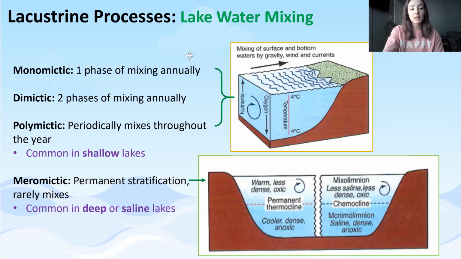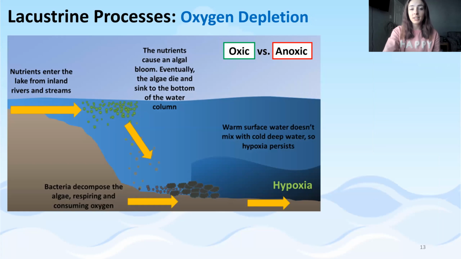And this causes a permanent thermocline or chemocline or both in a lake that causes it to stay meromictic. And something that permanent stratification will often cause is oxygen depletion in the deeper water of the lake. This is because without mixing, oxygenated surface waters won't reach the deep waters, and deep waters will become oxygen depleted or even anoxic, meaning in the absence of oxygen.